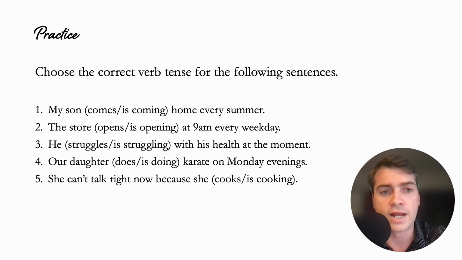Okay, let's do a little bit of practice. So choose the correct verb tense for the following sentences. Number 1, my son comes or my son is coming home every summer. Number 2, the store opens or the store is opening at 9 a.m. every weekday. Number 3, he struggles or he is struggling with his health at the moment. Number 4, our daughter does or our daughter is doing karate on Monday evenings. Number 5, she can't talk right now because she cooks or because she is cooking.